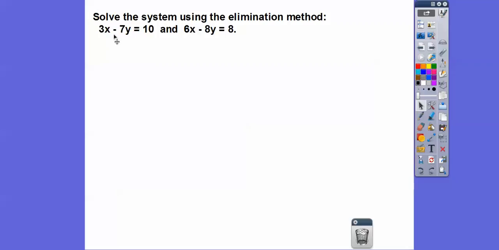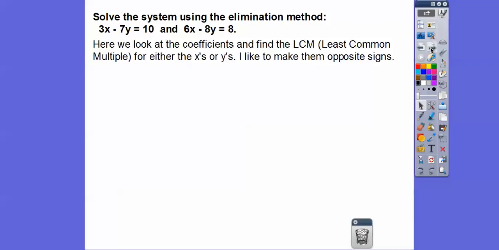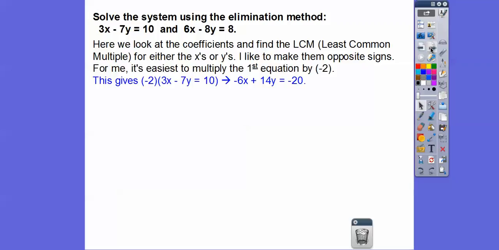It's easiest to get both the x's to be 6, and I like to make them opposite signs of each other. So I'm going to change this first one, multiply this by negative 2, and that's going to get us a negative 6x. But this times negative 2, this times negative 2. So that's what this says right here. So 3x times negative 2 is negative 6x, negative 7y. Watch out, there's a negative right there. A negative times a negative is going to get us this positive 14y. And then negative 2 times 10.